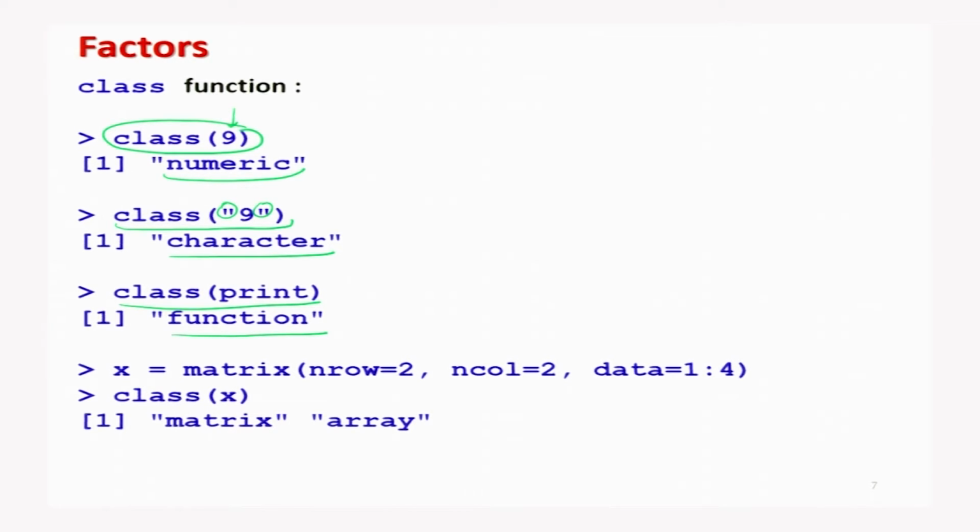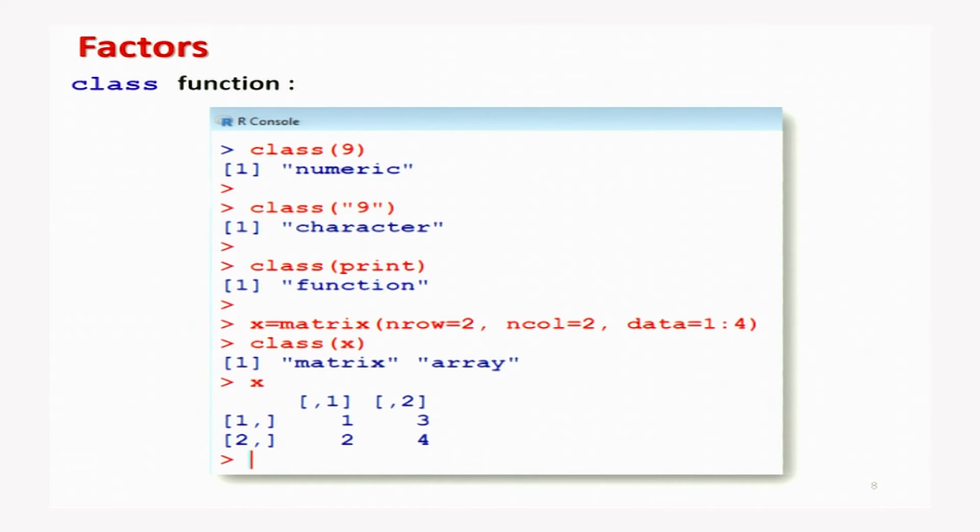And similarly, if you try to take a matrix, so if you try to see here that I have taken a matrix of order 2 by 2 in which the data is 1, 2, 3, 4. And now, if you try to see what is the class of this X, this is matrix as well as array. You know that matrix is a special type of array, right, in which the values are arranged in rows and columns in a particular way, and that way is actually according to the theory of matrix. Okay. So, you can see this is the outcome here.